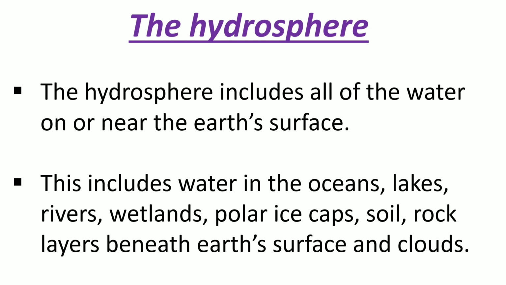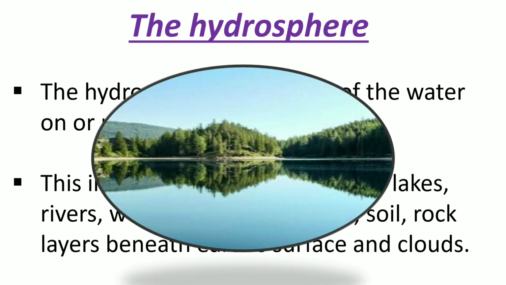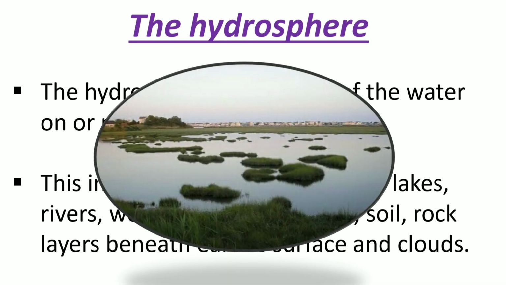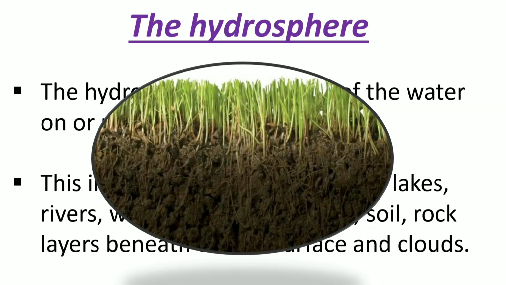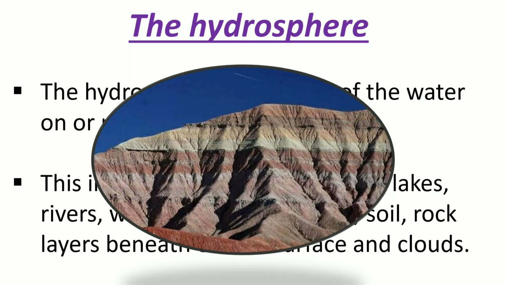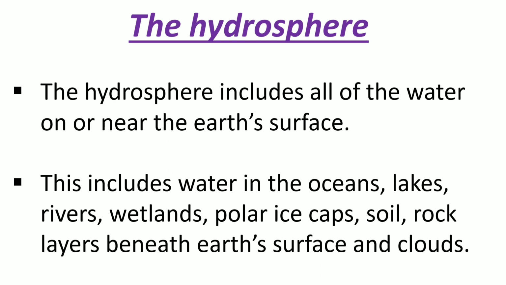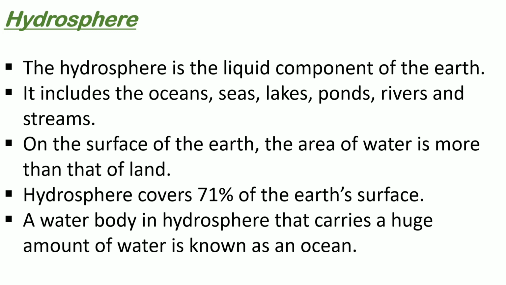This includes water in the oceans, lakes, rivers, wetlands, polar ice caps, soil, rock layers beneath Earth's surface, and clouds. Hydrosphere is the liquid component of the Earth. It includes the oceans, seas, lakes, ponds, rivers, and streams.